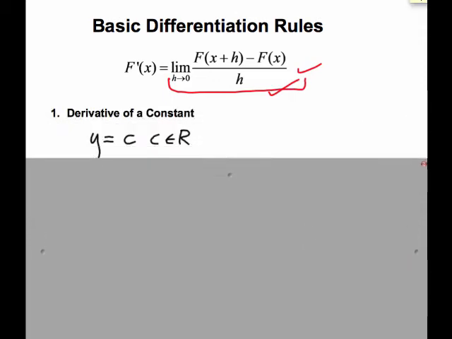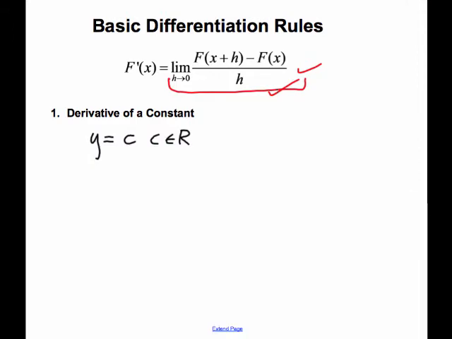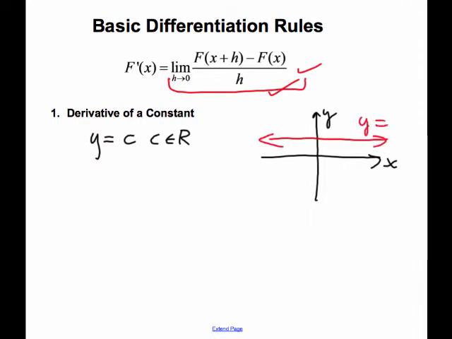So the first situation we're going to look at is the derivative of a constant. So if you've got a function y equals c, where c is a real number, so that might be my function y equals c. And if I just think about drawing the derivative graph, the slope of the tangent line at any point I know is 0. It means my derivative is 0.